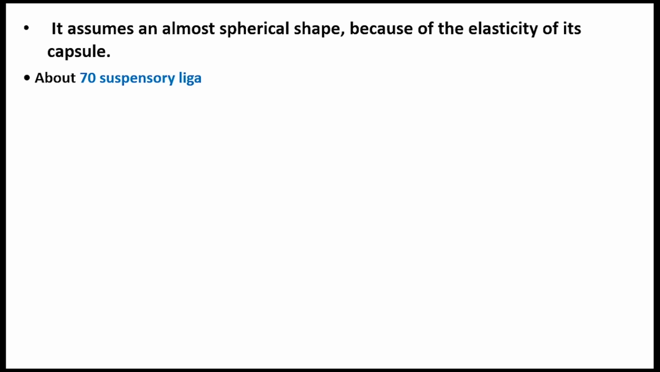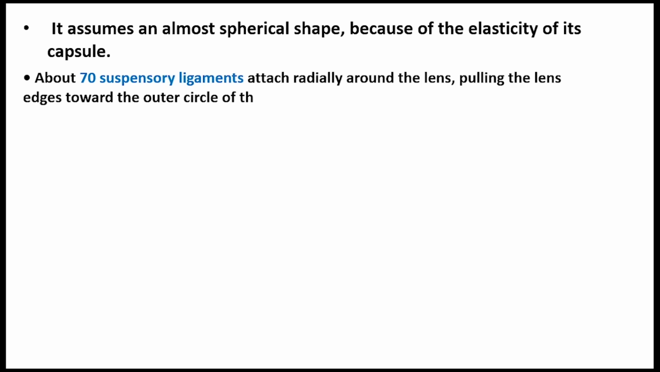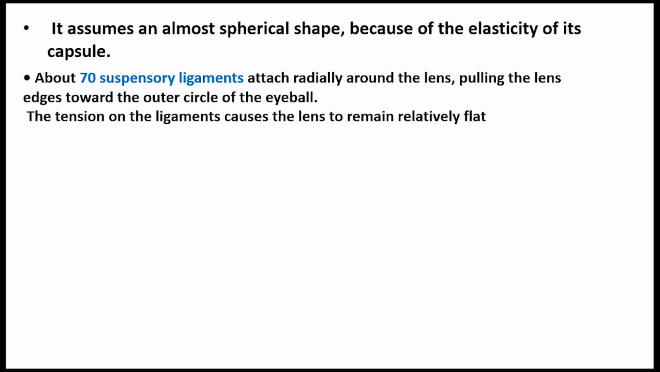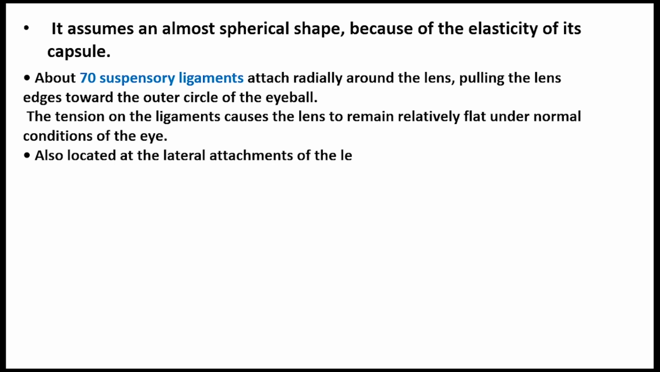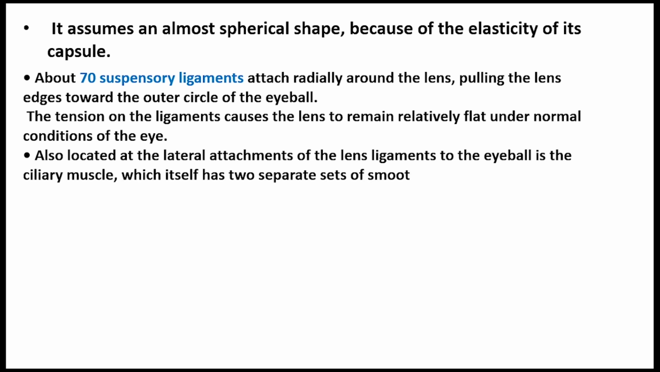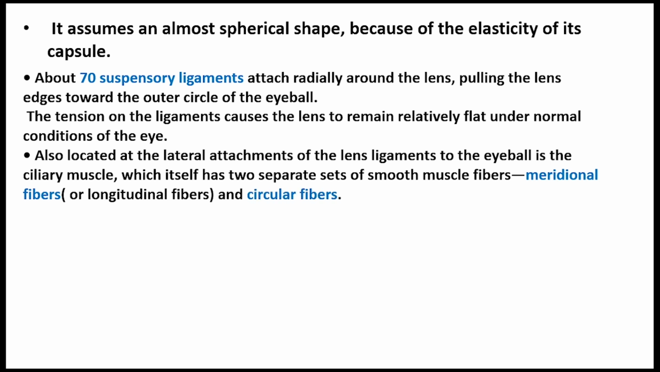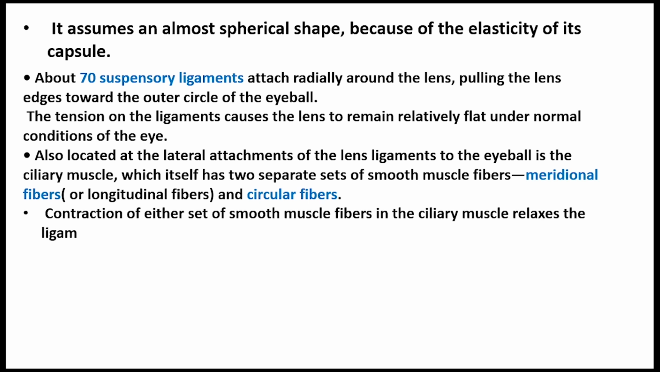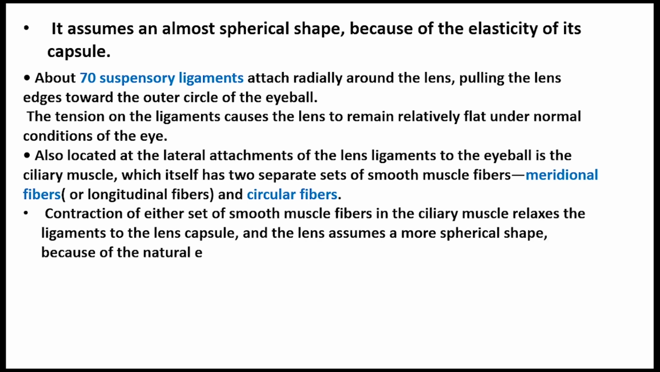About 70 suspensory ligaments attach radially around the lens, pulling the lens edges toward the outer circle of the eyeball. The tension on the ligaments causes the lens to remain relatively flat under normal conditions of the eye. Also located at the lateral attachments of the lens ligaments to the eyeball is the ciliary muscle, which itself has two separate sets of smooth muscle fibers: meridional fibers, or longitudinal fibers, and circular fibers. Contraction of either set of smooth muscle fibers in the ciliary muscle relaxes the ligaments to the lens capsule, and the lens assumes a more spherical shape because of the natural elasticity of the lens capsule.